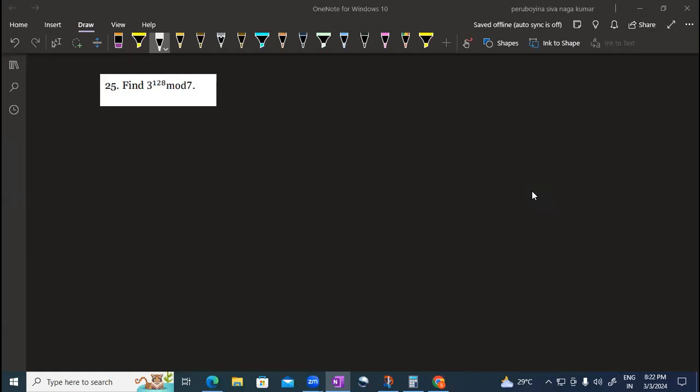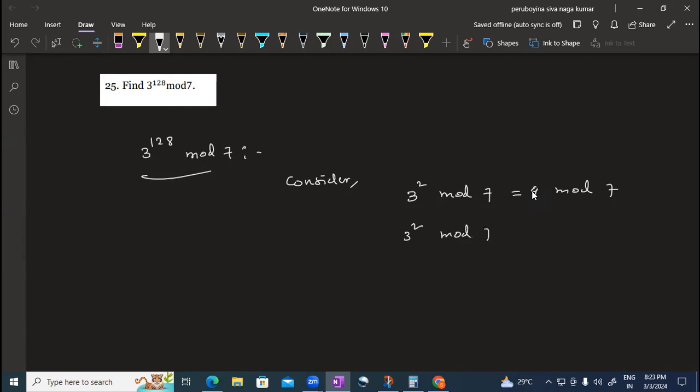Question number 25. Find 3 power 128 mod 7. We are going to calculate this value. So first we will consider 3 square mod 7, which is equal to 9 mod 7, that means 2 mod 7.